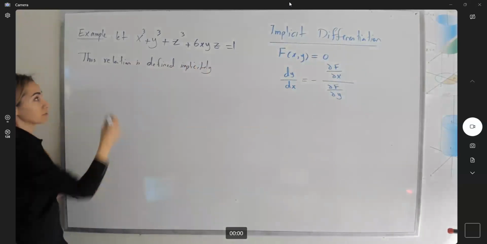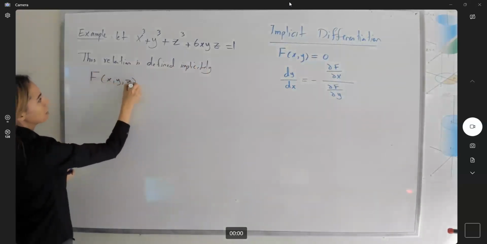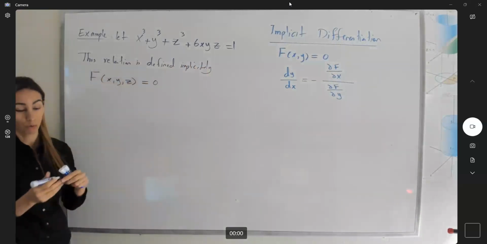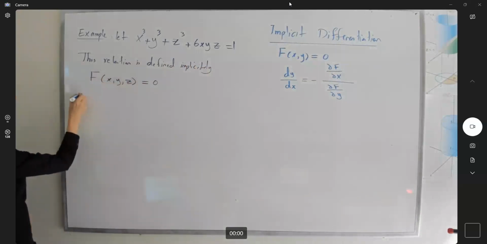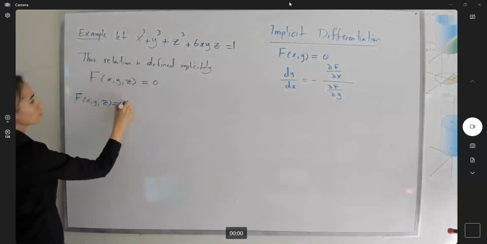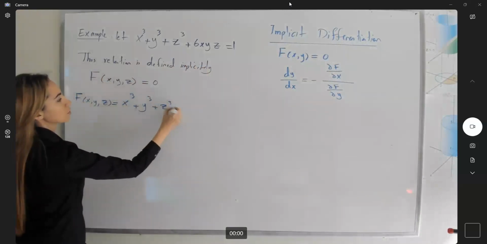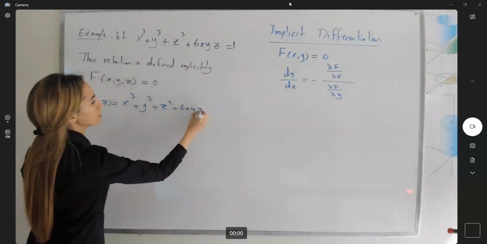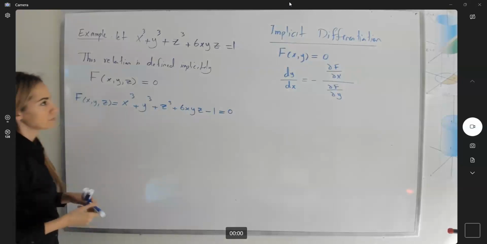What's the meaning of that? It means that we have a relation like f connecting x, y, and z together. Well, what is f? You can write down f this way: f of x, y, and z can be written as x cubed plus y cubed plus z cubed plus 6xyz minus 1 equal to 0. So you have a relation.